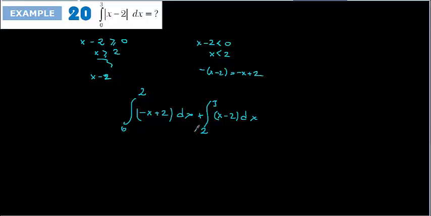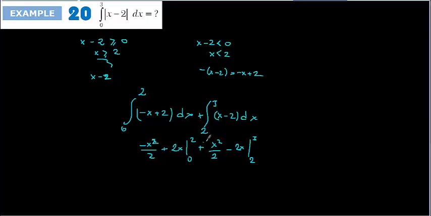Then if you replace, firstly we should find the integrals of them. The integral of minus x is equal to minus x squared over 2, and the integral of 2 is equal to 2x, from 0 to 2. And the second one is going to be equal to x squared over 2 minus 2x from 2 to 3.